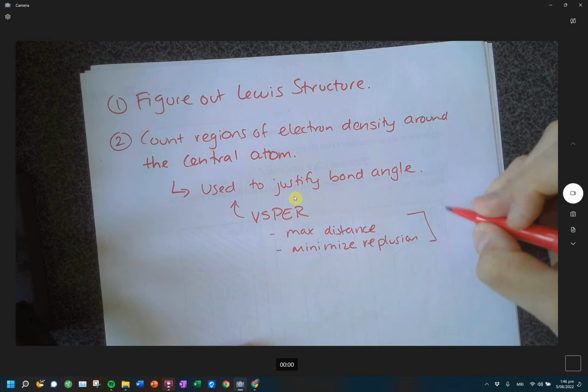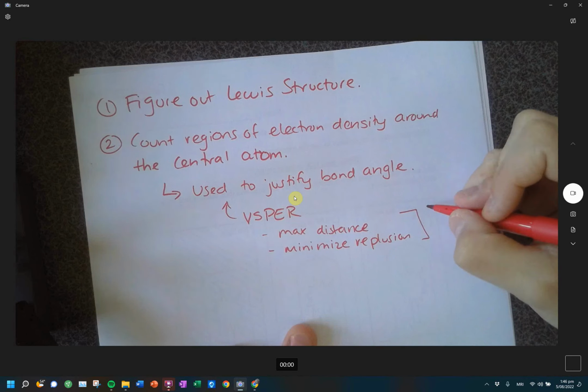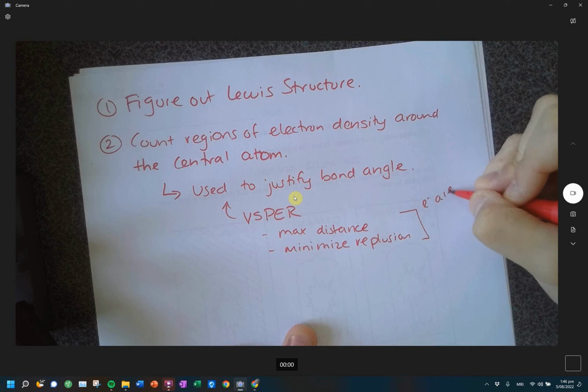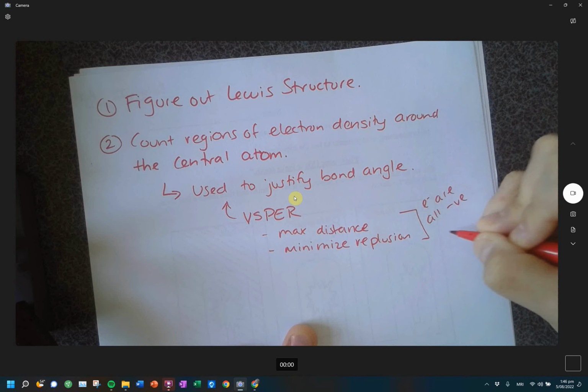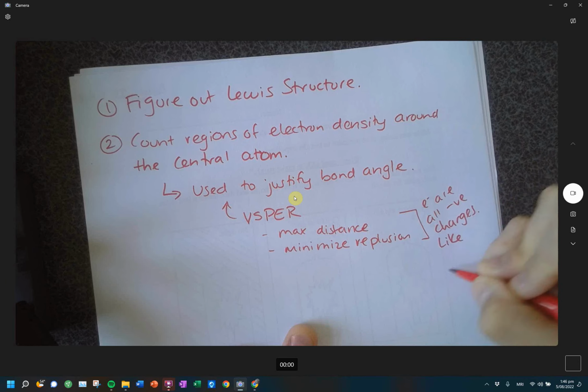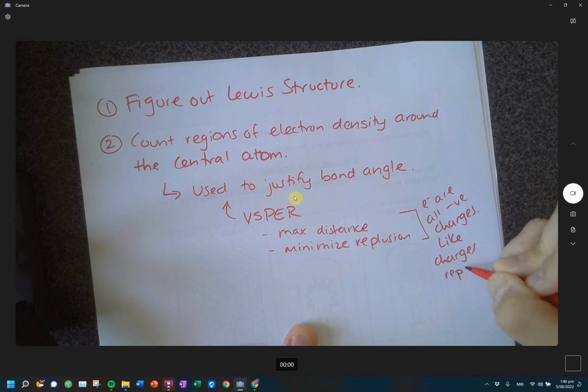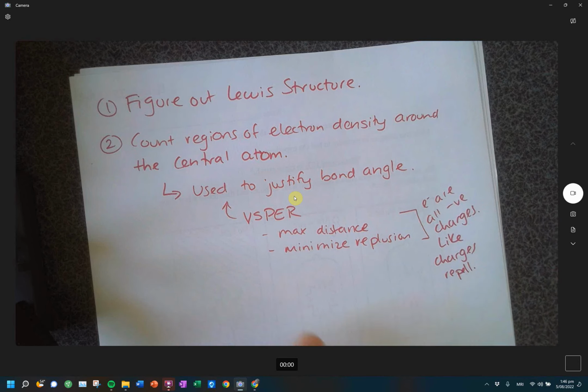And that's because electrons all have a negative charge. Like charges repel. Does that ring a bell to people?